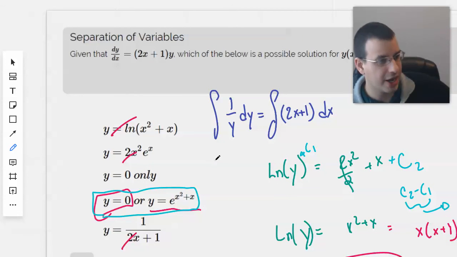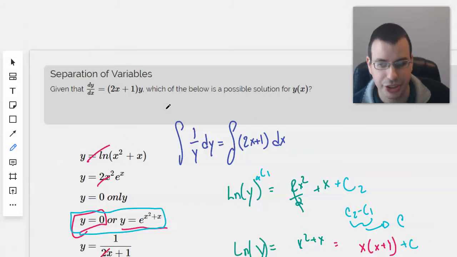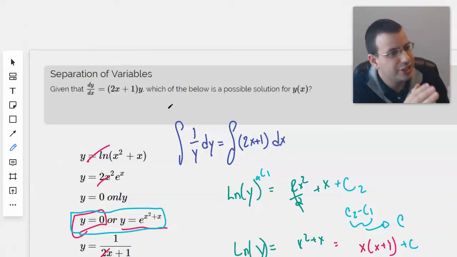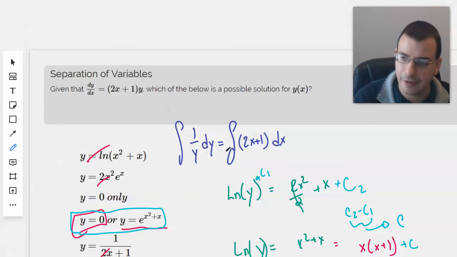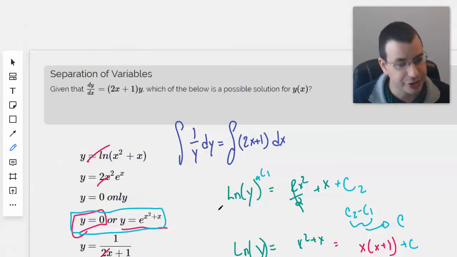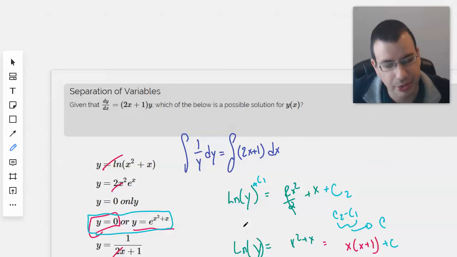So to backtrack, look back at what we did briefly. We have a derivative equals this. We see that x and y are both on the same side. And so one of the things we want to do is separate those apart from each other and then integrate both sides and then solve for y. And that is the technique called separation of variables.